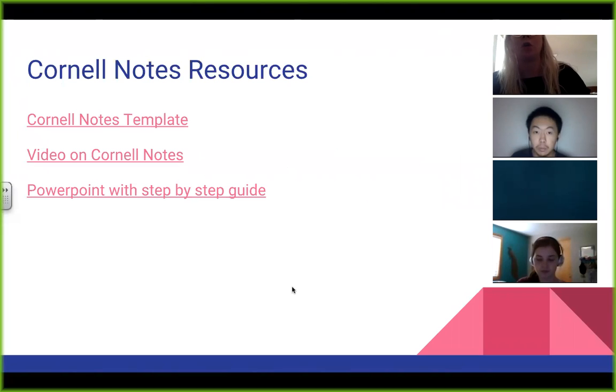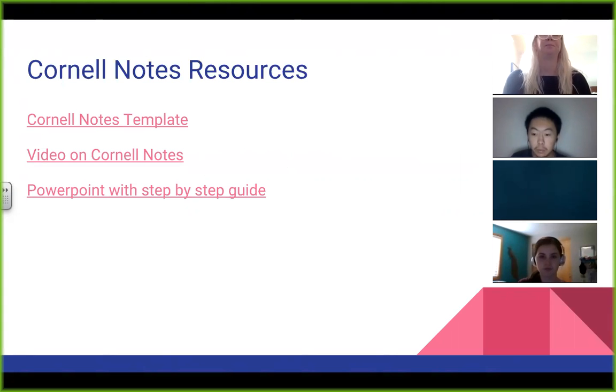So we are going to be using Cornell Notes for this class. I want you to type a 1 in the chat if you're familiar with Cornell Notes, and a 2 if you're like, I have no idea what that is. Okay, so we got a mixture here.